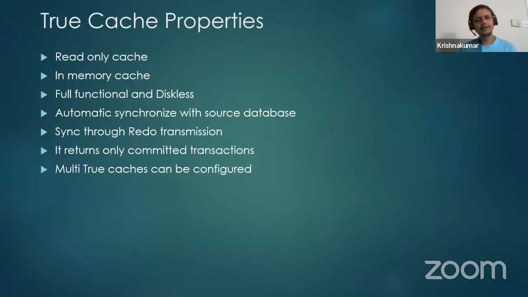Another beauty is that it will automatically synchronize the data. It means whatever data is stored in the True Cache automatically gets updated with whatever changes happen in the source database. For example, I have taken a table which is stored in the True Cache. Changes happening in the table will be automatically pulled to the True Cache. How does it happen? That happens through the redo mechanism.